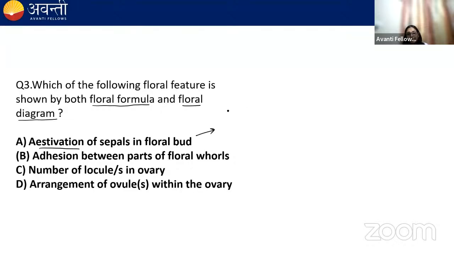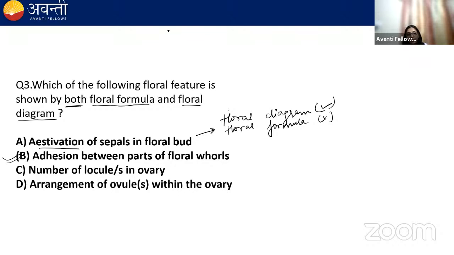Where is this estivation of sepal visible? In the floral diagram, you can see the arrangement of sepals and petals, but you can't see whether it's imbricate or valvate estivation. Floral diagram, it is visible, but not in floral formula. The question is asking which of the following floral features is shown by both floral formula as well as floral diagram.